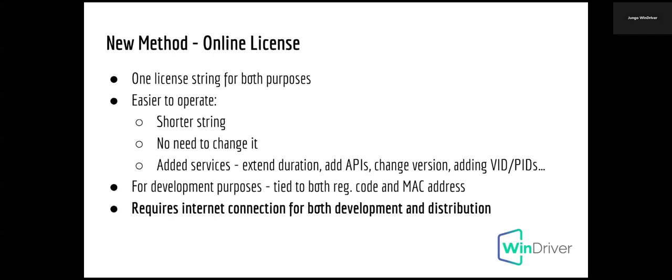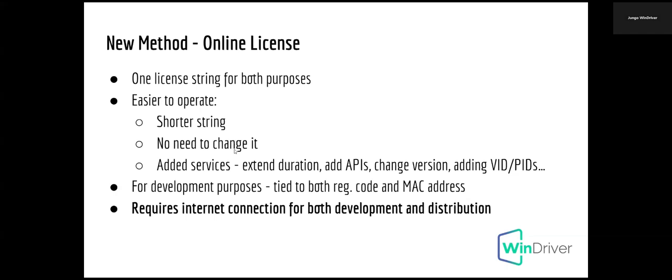So there are a few benefits for this license. First of all, you get one license string for both purposes, for both distribution and development. So there is no need to replace the string in the code, and not in other cases, which we will talk about. It is easier to operate. It is shorter. Even if you have a license that includes multiple VPIDs or APIs, the string can be quite long. There is no need to change it whatsoever.